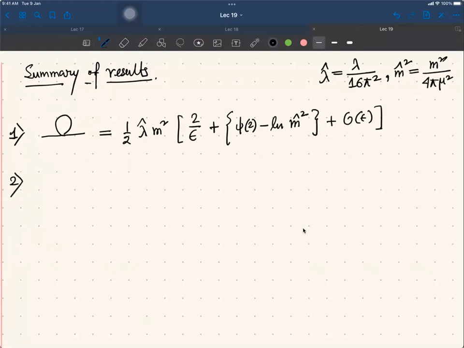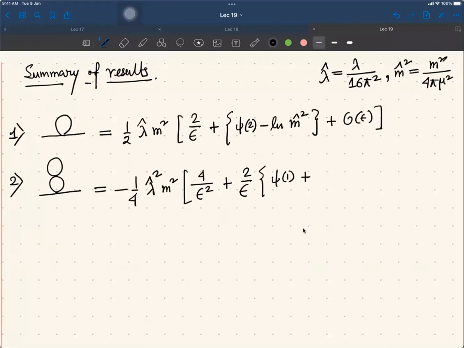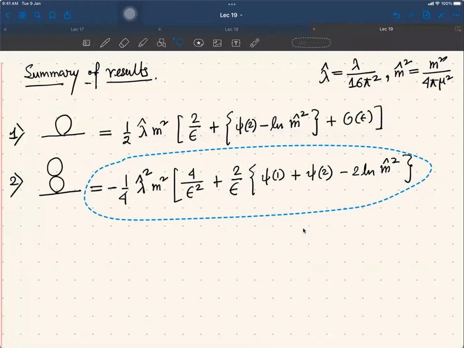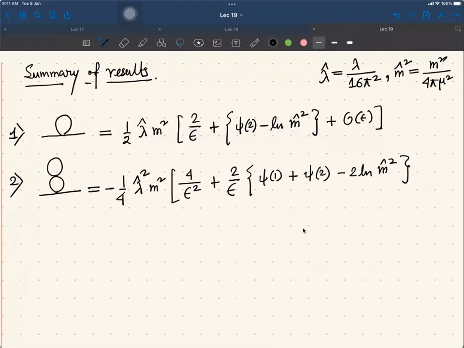Then number 2, the double scoop, that's given by minus 1 over 4 λ hat square m square times 4 by epsilon square plus 2 by epsilon, times ψ1 plus ψ2 minus 2 log m hat square, plus order 1.